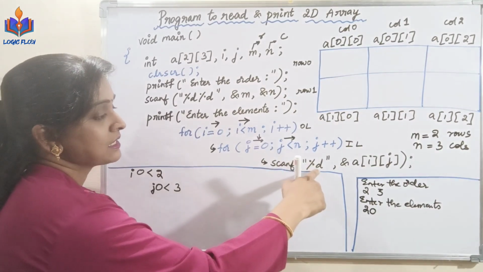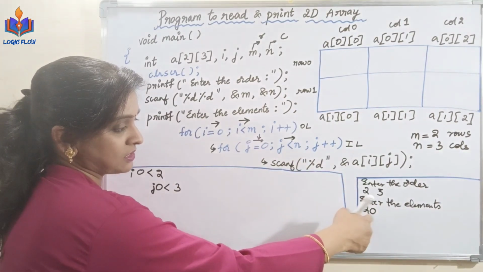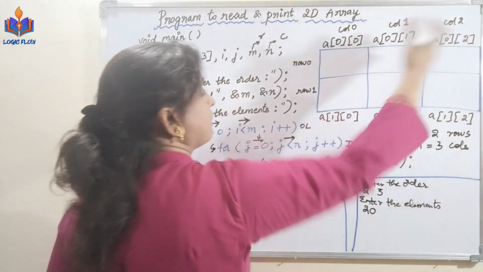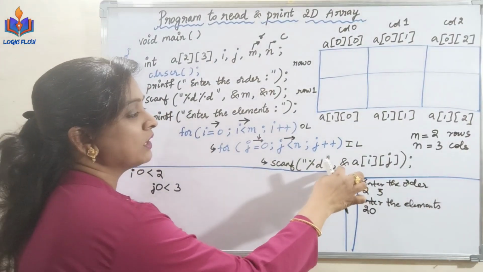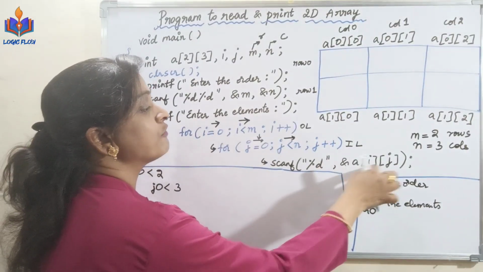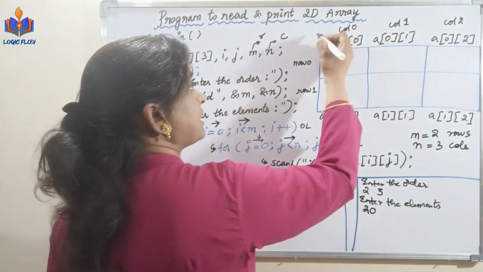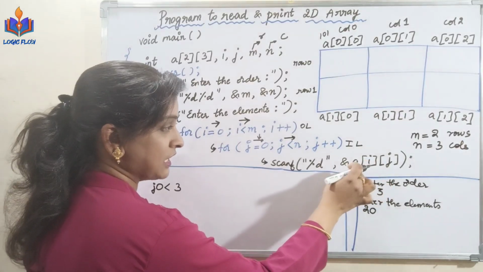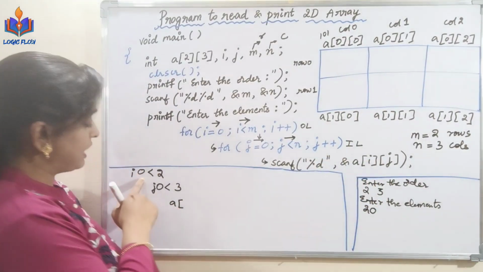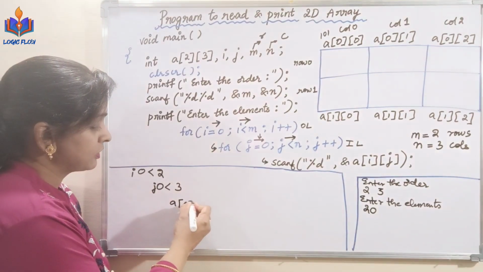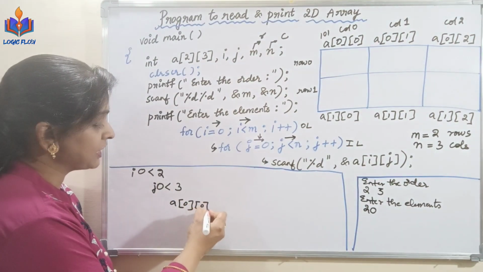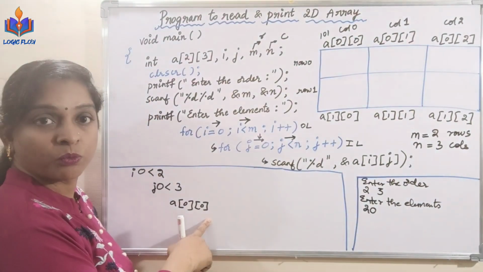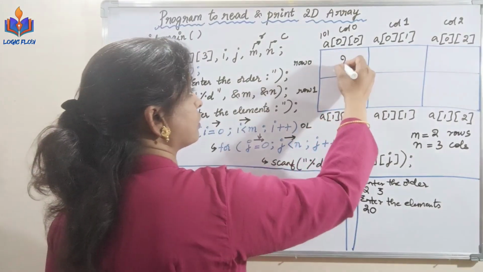The immediate statement is scan an integer. Say I have inputted this value. Take that integer and store it in some address, as addresses will be given for every index. Store in the address of A of i j. Say for example, the address for this is 101. A of i j. What is the i value? It is 0. What is the j value? It is 0. So the first input that I gave will be stored in A of 0, 0. So this 20 will go here.